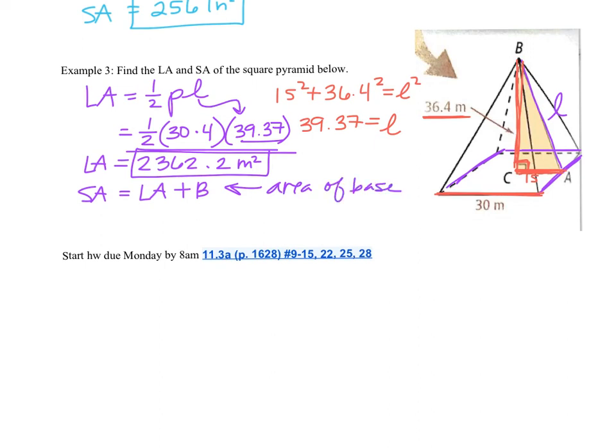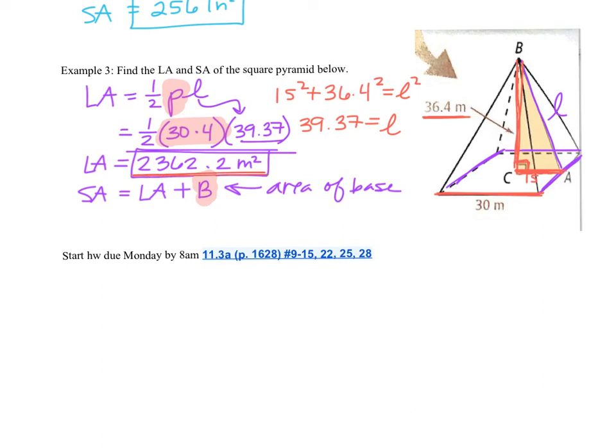I think where I see a lot of people making mistakes is distinguishing between this number. Oh, that's the eraser. Just kidding. I take it back. I can't take it back. One sec. Distinguishing between what P is and what B is. Okay, P is perimeter, so 30 times 4. B is base, which is 30 times 30, right? Base times height. So just be careful with that.